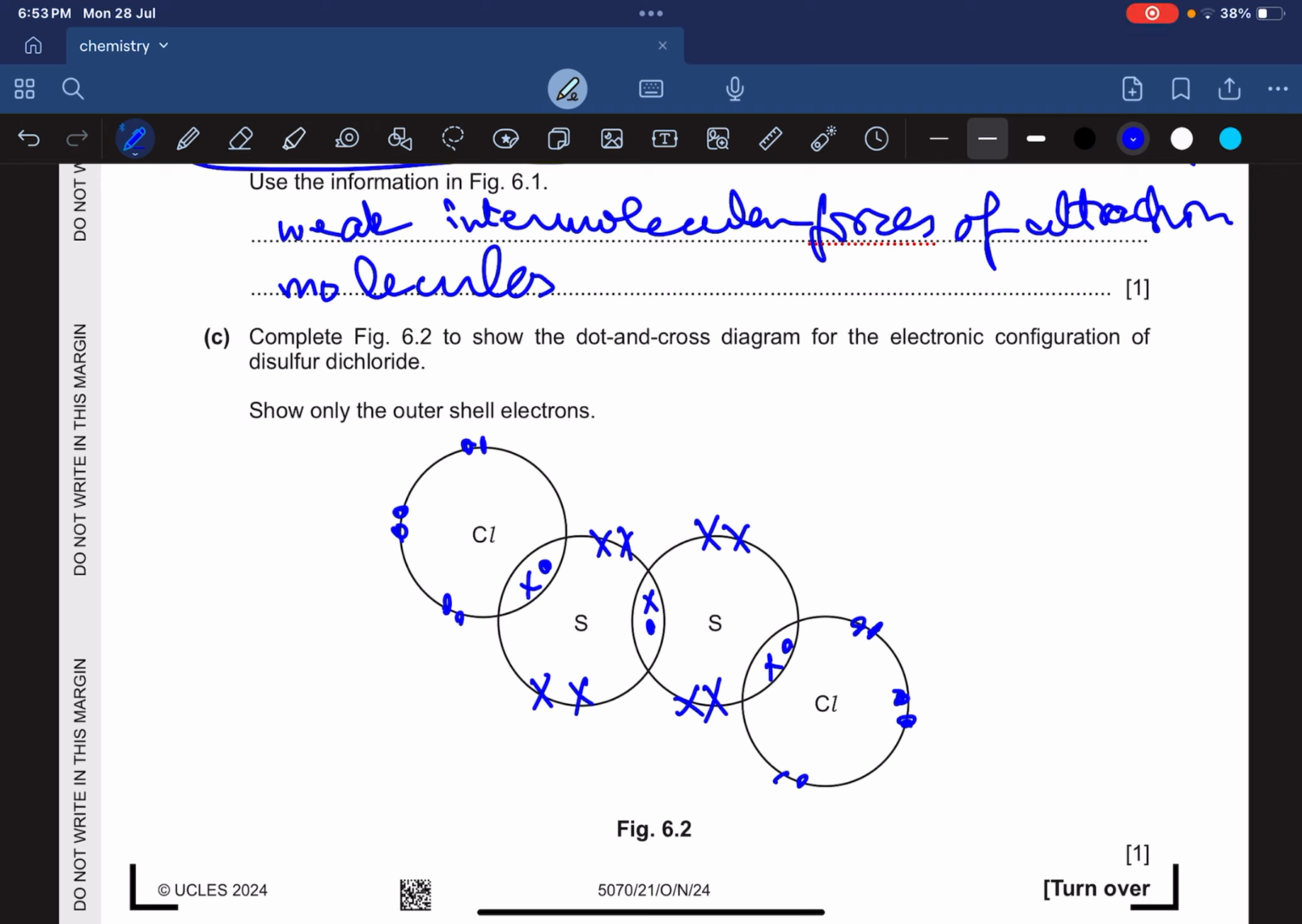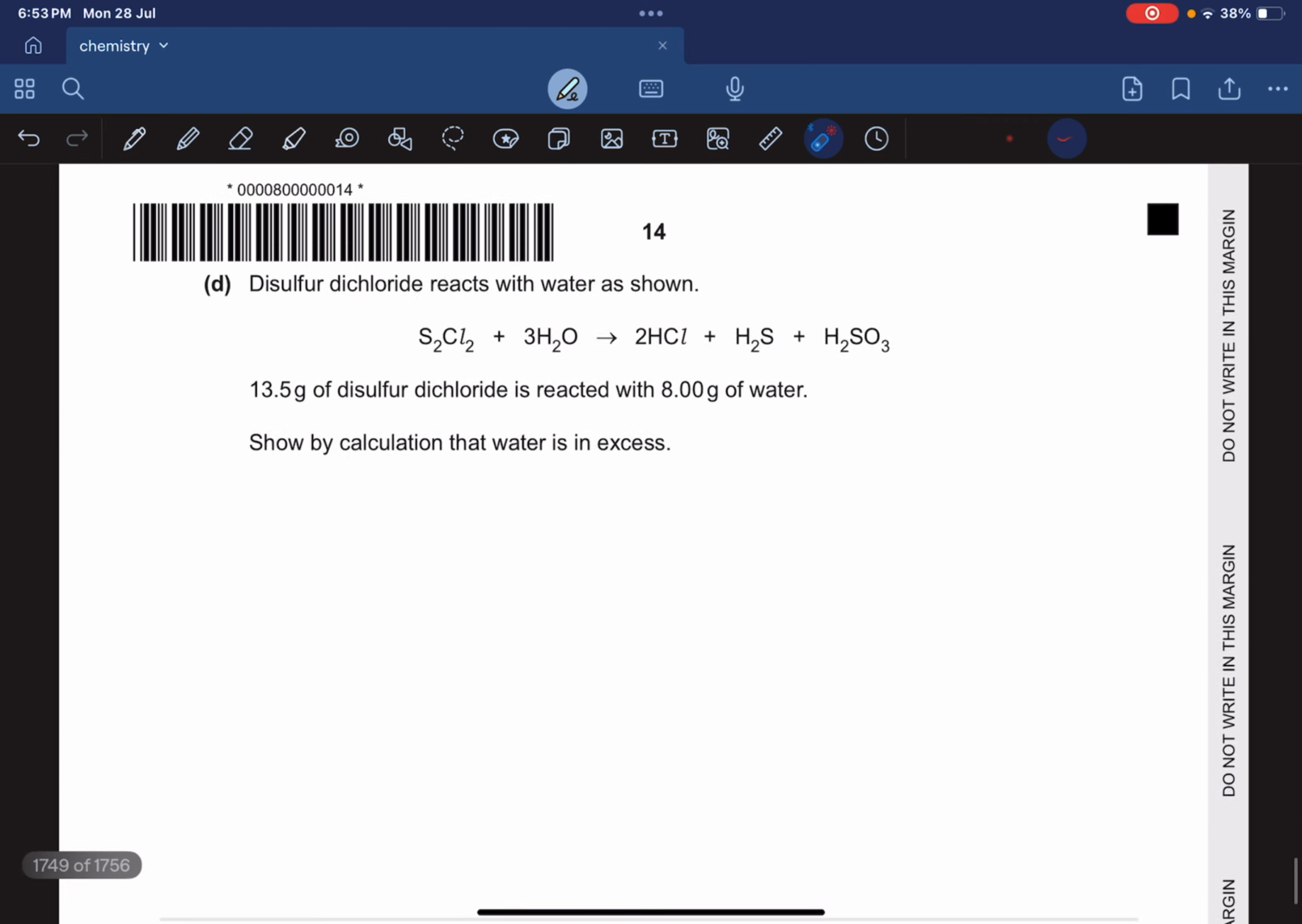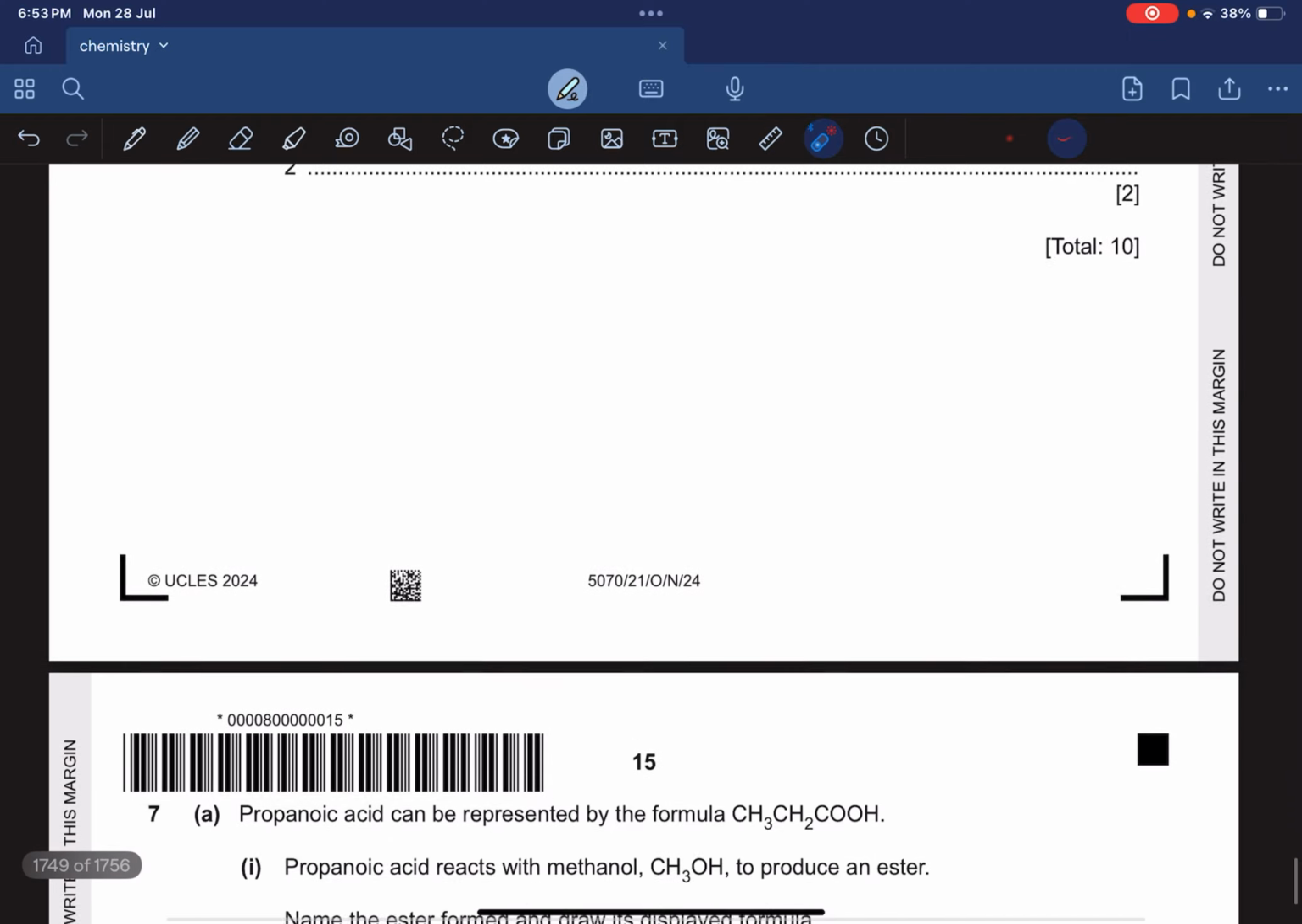One important thing: we erase it and make it a cross. Why? Because for all sulfur we have shown crosses, and for chlorine we have shown these dots. Okay, all valencies are fulfilled, and we have shown all outer electrons. You don't only show the bond, you show the lone pairs which are unbonded as well.